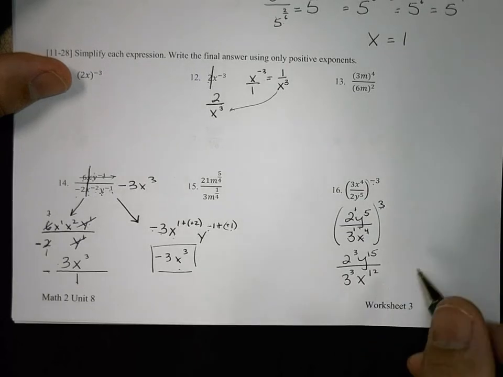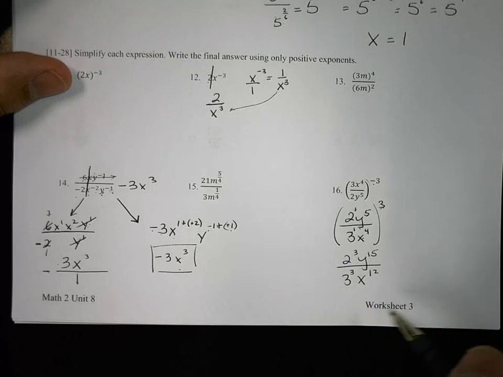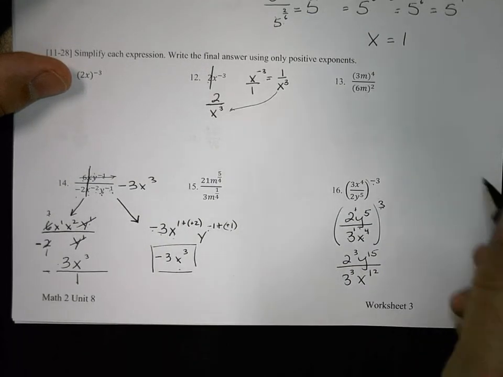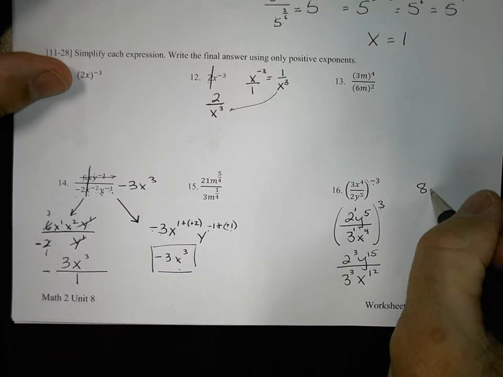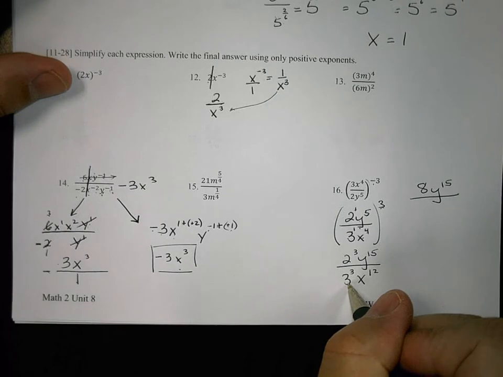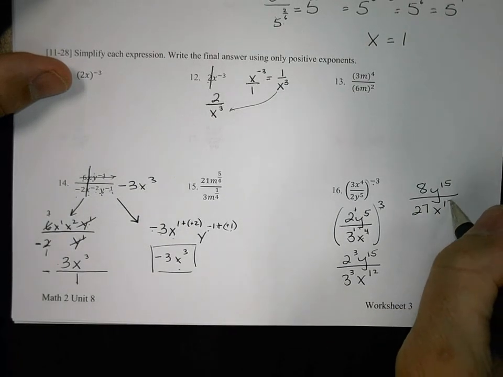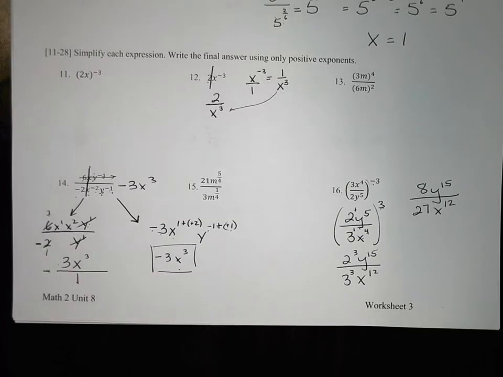Now this would be an acceptable answer, but more than likely, when your numbers are smaller and not too hard to multiply out, your answers on a test or quiz are going to be 2 to the third, which is 8. So 8y to the 15th, all over 3 times 3 times 3, which is 27, x to the 12th. Okay, moving on.